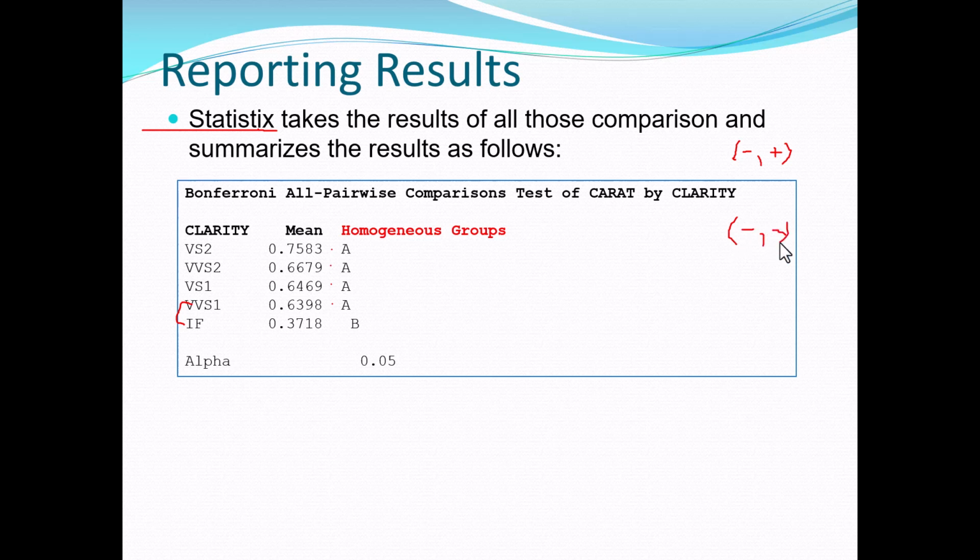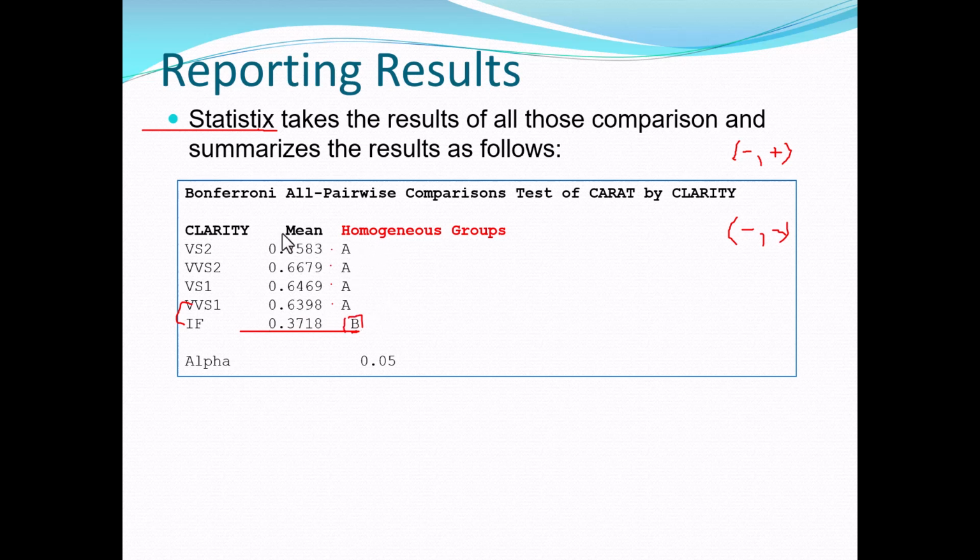So when IF was compared to the VS2, we got a negative negative. When IF was compared to the VVS2, it was a negative negative. When IF was compared to the VS1 and the VVS1, they were all negative negative. That's why this letter here, and also this column, I'm highlighting the letter B, it sets it apart. It's saying that the IF is different than all the others. There's really no difference among the others; we can't detect a difference.